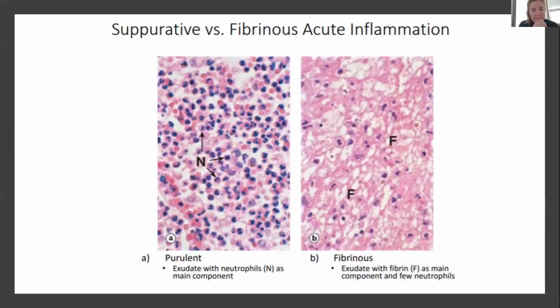So suppurative versus fibrinous. This is the difference between the purulent versus the fibrinous. It's just a different location. They're both exudate, but make sure you know the difference between purulent exudate, which is the neutrophils, the bacterial infiltration, versus the fibrinous, where you're getting that fibrin. Remember, in hemostasis and hemolysis, you have that fibrin as the end point where you're building that lattice work. That's what this is. So make sure you know the difference between the two.